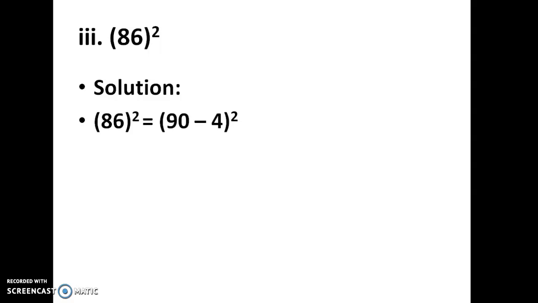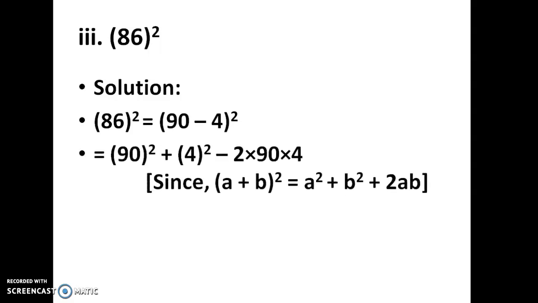Okay, so now a minus b the whole square formula. Sorry children, I didn't change the formula here. I'll change it. Okay, now the formula is corrected. So a minus b the whole square formula. So what is the formula for that? A square plus b square minus 2ab.